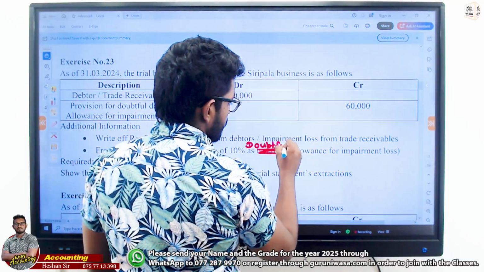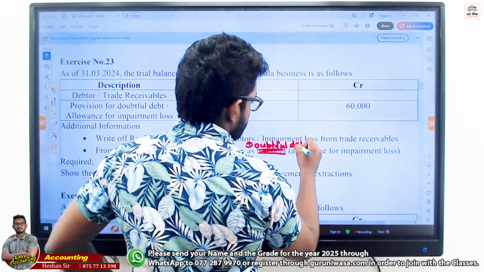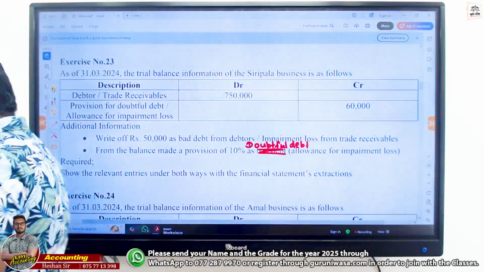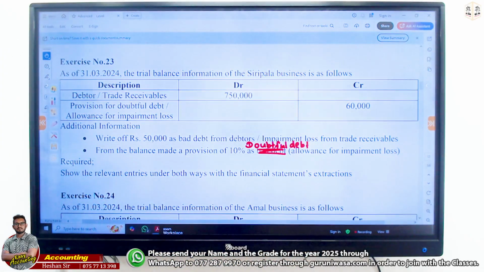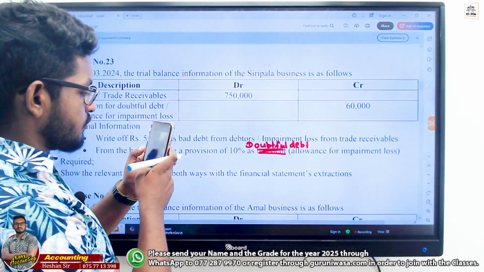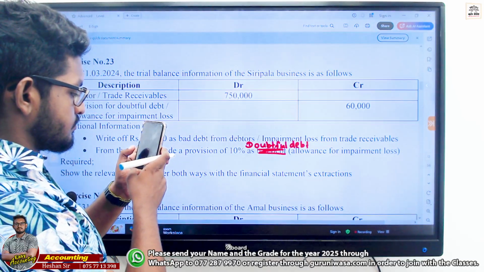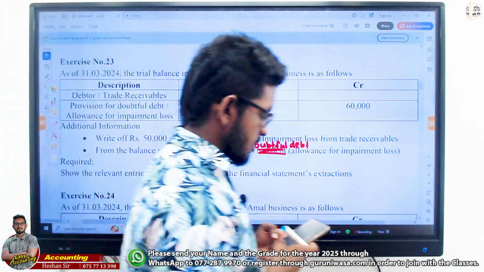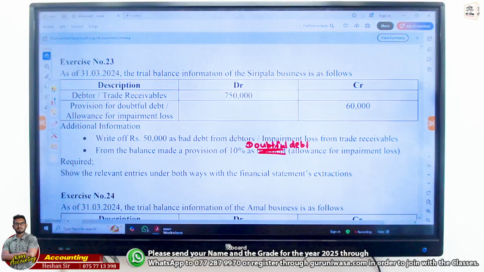Doubtful. Is it clear, you guys? Send me a thumbs up, right? Correct it as made a provision as doubtful debt, right? I'll change it in the tutorial as well. That's good.